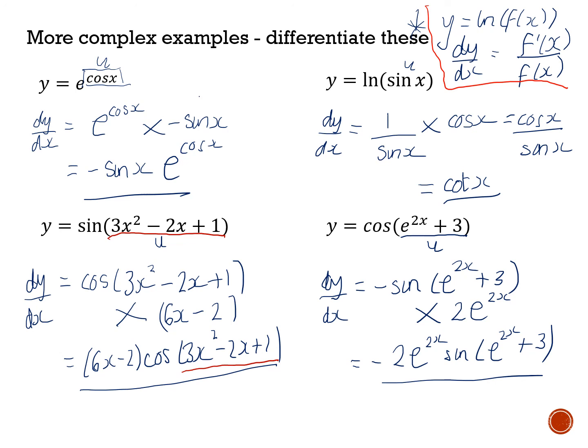Okay, the key thing is identifying what is your u, differentiating that function, so e to the something goes to e to the something. Sine of something goes to cos of the same thing, cos of something goes to minus sine of the same thing. And remember this with your ln. Okay, ln goes to 1 over the thing in the bracket, but by the chain rule you times by the differential, so you end up with this really important thing to remember for lns. Okay, right, one last bit then.